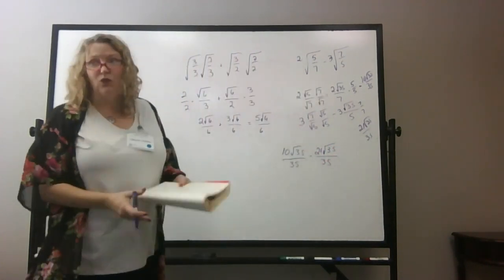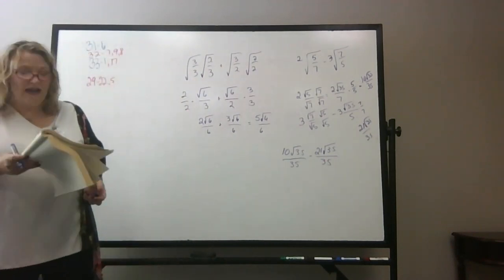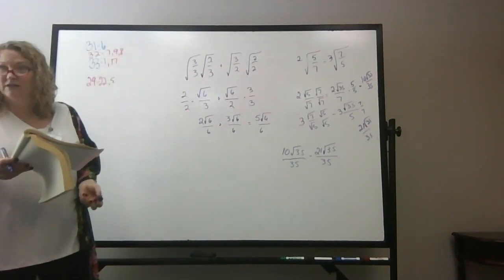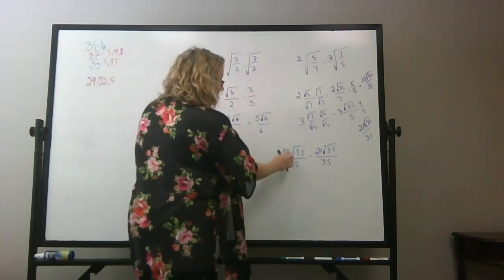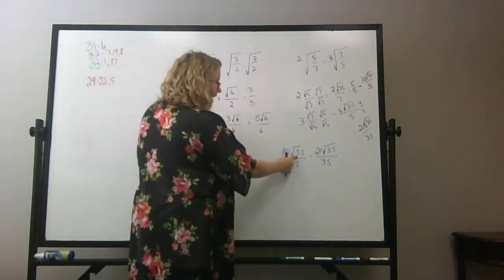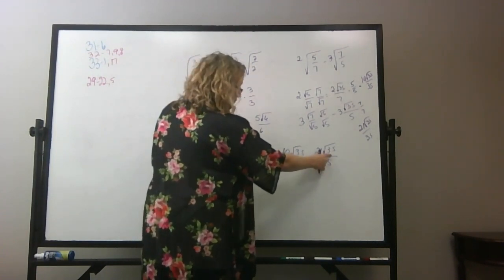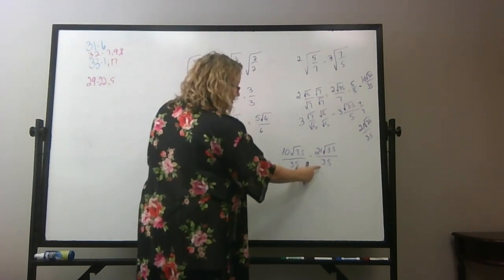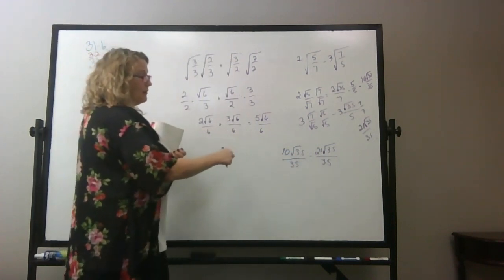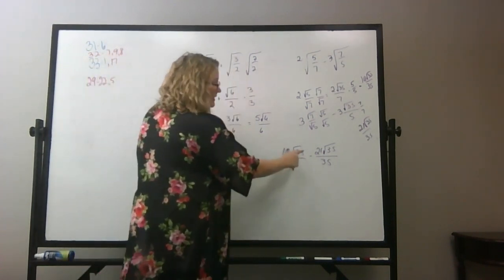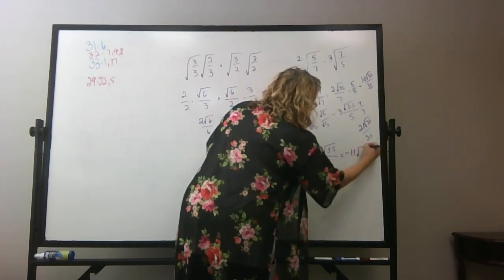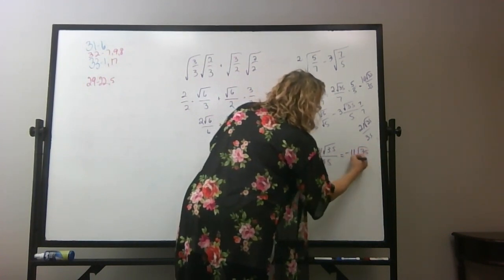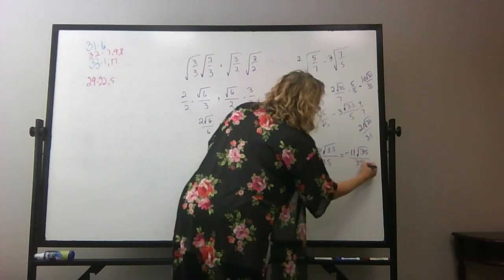Are we good with how I've arrived there? Any questions on how I got myself to that point? Okay, and now these are the same thing because this is 10√35. This is 21√35. So I can combine those two and I've got the same denominator. So the 10 and the negative 21 is going to give me negative 11√35 over 35.